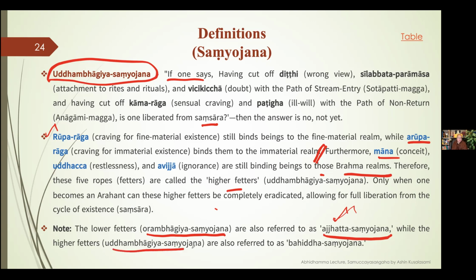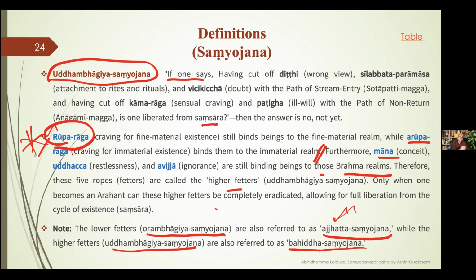And also Uddhambhagiya Sanyojana is sometimes called Bahiddha Sanyojana, external. So external means a little bit far. You can see very clearly with Rupa Raga: as long as you don't practice samatha meditation, you don't have that raga. So sometimes we have to encourage people to have these dhammas. Hey, try and practice samatha meditation to get these kinds of dhammas. So Bahiddha means very far. This kind of dhamma does not arise in beings mostly, so you need to practice samatha meditation.